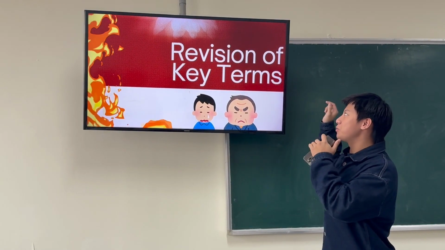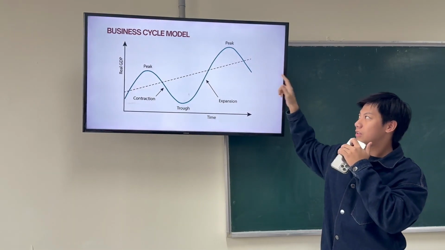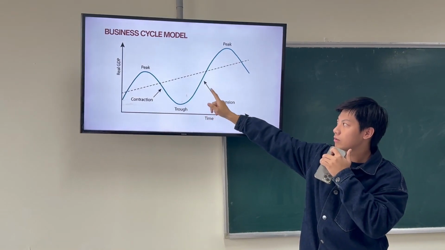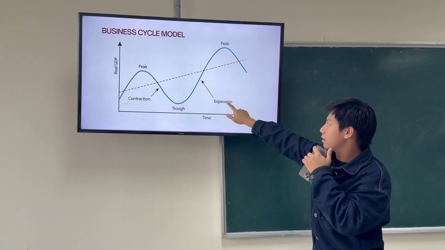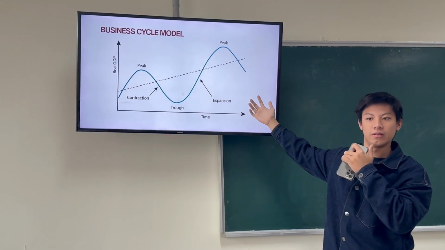Okay, we are going to revise some of our important key terms. So this is called the business cycle model, and it's basically a graph with the real GDP on the vertical side and time on the horizontal side. We're going to look at different terms like expansion, trough, and contraction later on in this video.